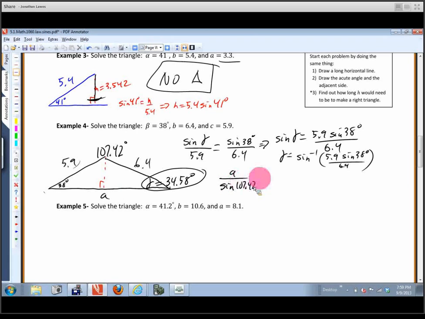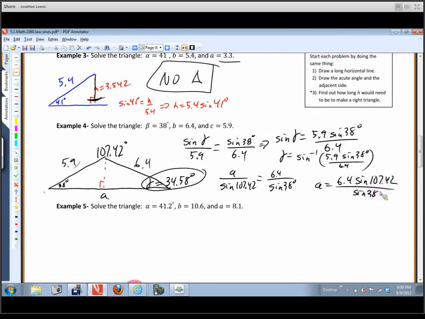And again, you'll remember this is a pretty easy one. Again, I'm not going to use this one right here. I'm going to use this one right here. So we're going to do 6.4 sine 38 degrees. Multiply both sides, so I get A equals 6.4 sine 107.42 over sine of 38.